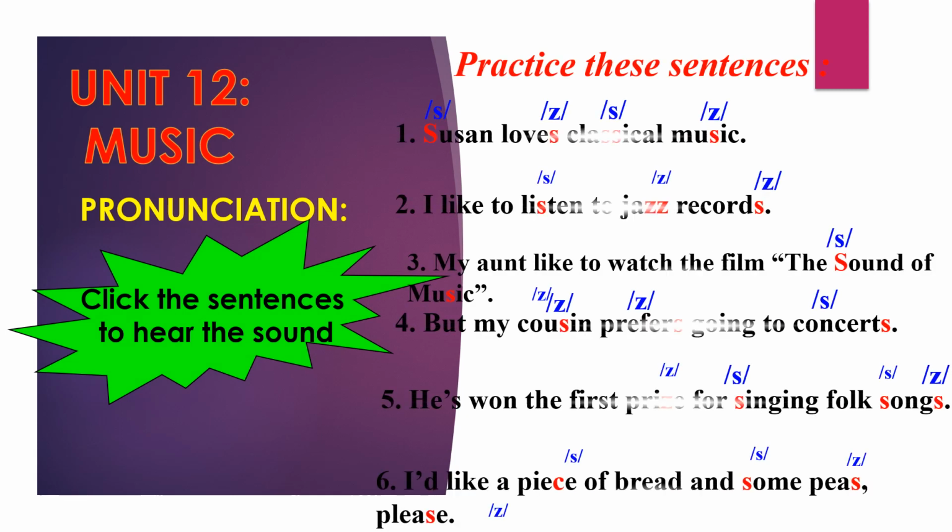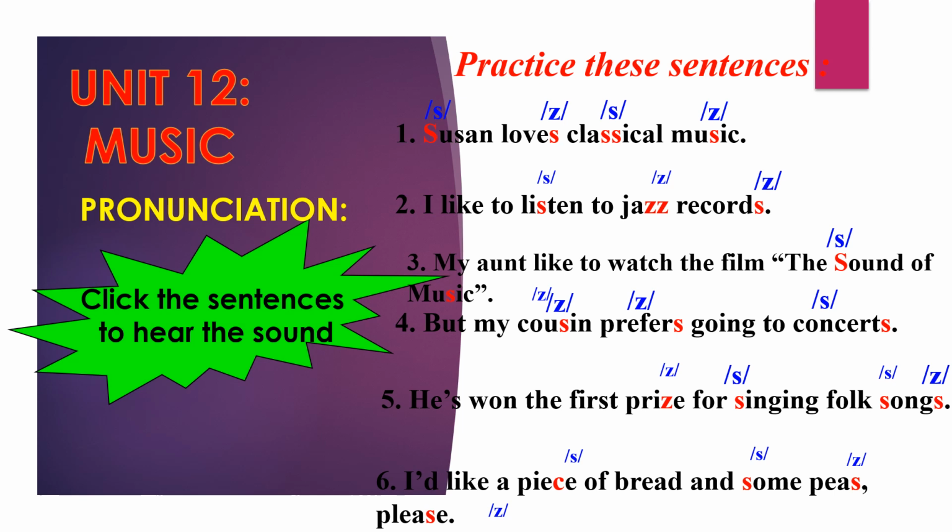Now, practice the sentences. Number 1. Susan loves classical music. Again, one more. Susan loves classical music. Number 2. I like to listen to jazz records. Number 3. My aunt likes to watch the film The Sound of Music.